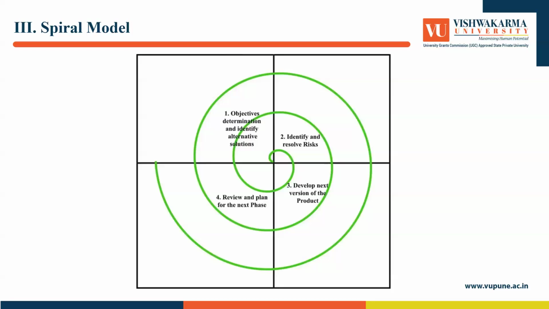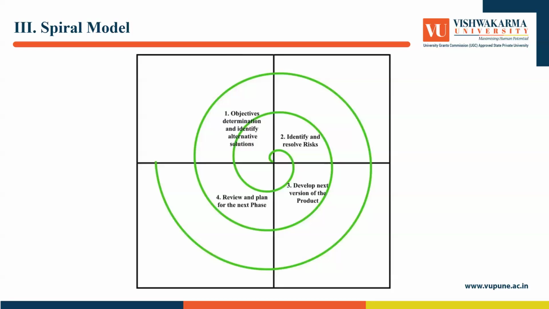The next phase is identify and resolve risks. During the second quadrant, all the possible solutions are evaluated to select the best possible solution. Then the risks associated with that solution are identified, and the risks are resolved using the best possible strategy. At the end of this quadrant, the prototype is built for the best possible solution.